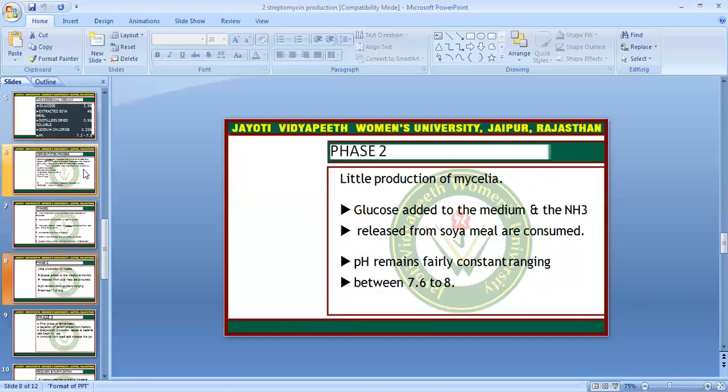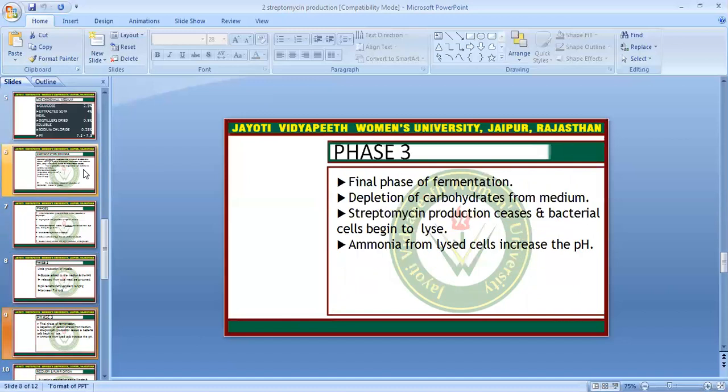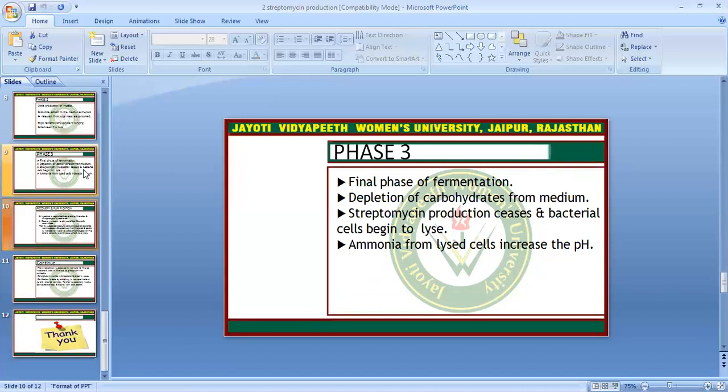Phase 2 is the production of streptomycin by the mycelia. Glucose is added to the medium, the soybean meal is consumed, and the pH is adjusted fairly up to 7.6 to 8. Phase 3 is the final phase of the fermentation, with depletion of carbohydrate from the medium. Streptomycin production ceases, and the bacterial cells begin to lyse. Then ammonia from the lysed cells increases the pH.